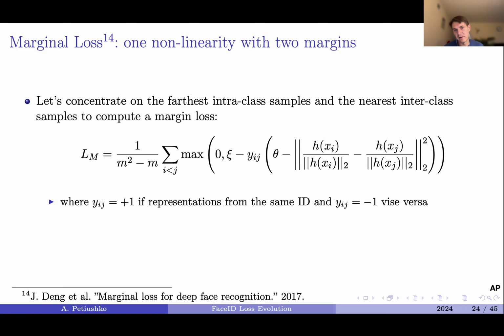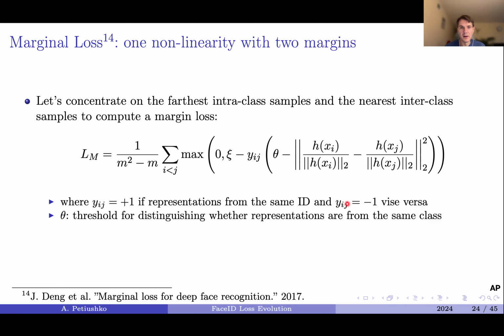As previously for the contrastive loss we used Yij either 0 or 1, but here the version is either +1 or -1. So +1 again is the positive pair, it means from the same ID, and -1 from different IDs. And theta is the threshold for distinguishing whether representations are from the same class here. And psi, this is the error margin for the classification hyperplane.